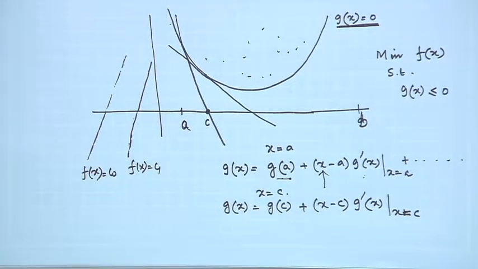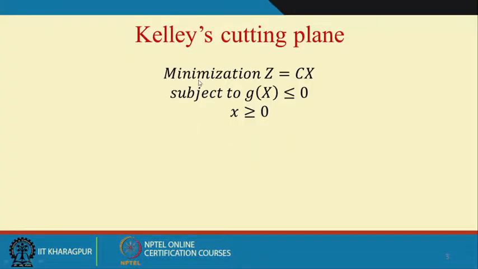But where to stop and everything I will discuss in the next, where we will deal with the optimization problem with several variables together, and we will apply Taylor series for 2 variables, 3 variables, etc. Let me consider the minimization of z equal to cx subject to g(x) less than or equal to 0. Now, there is a restriction for this method, which is called Cayley's cutting plane method. The restriction is that the objective function must be linear in nature, it has been said.